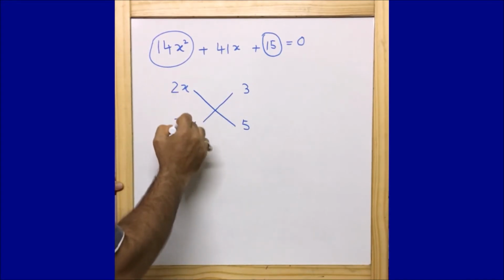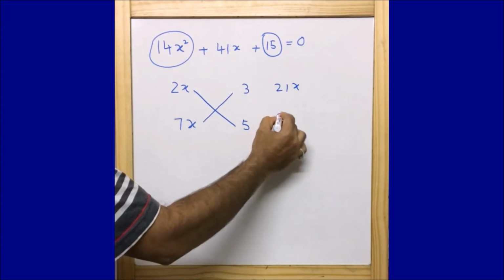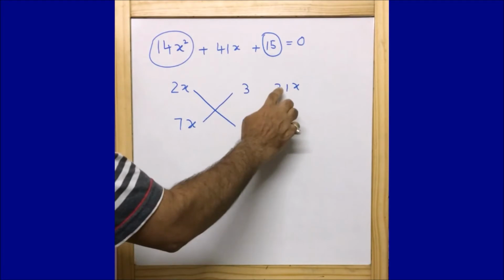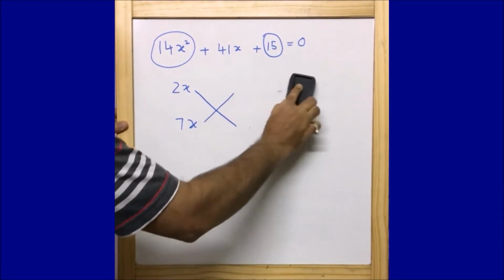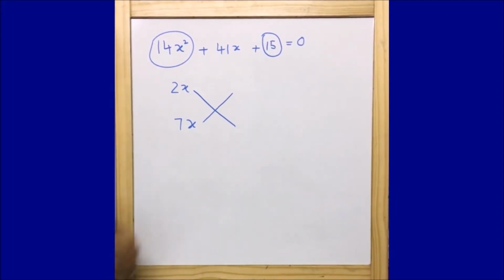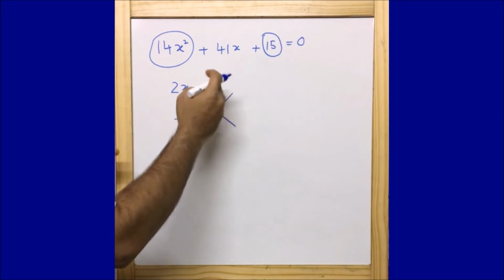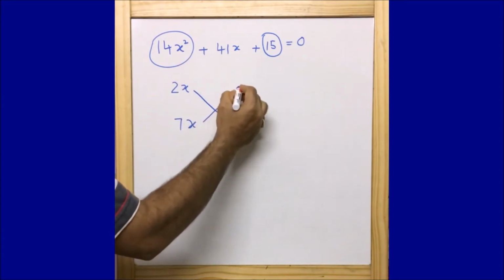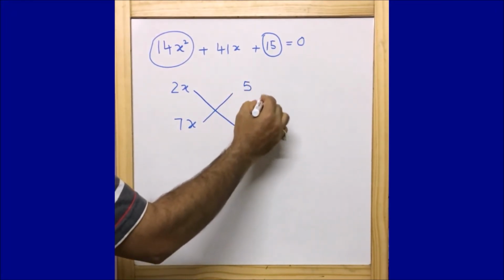Now if I multiply here, I am getting 21x and this one is 10x. Guys, this doesn't help because we are not getting 41, we are just getting 31. So I will just reverse the numbers. Once you get experience with this process, you could easily understand which one will come first, whether the lower number or the higher number. So I will take 5 and 3. 5 3s are 15, so I am taking 5 and 3.